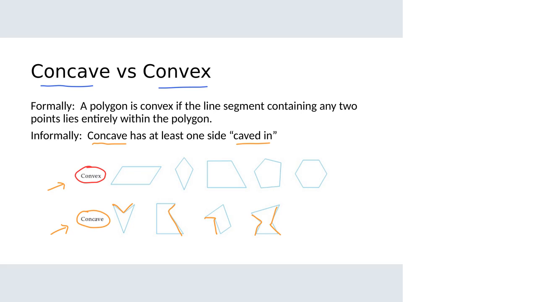One thing I will say about all of the figures on this page, every single one of these is a polygon. Notice, they are simple. They don't intersect themselves. They are closed. They start and end at the same point. So they're all polygons. Some of them are concave, some of them are convex.